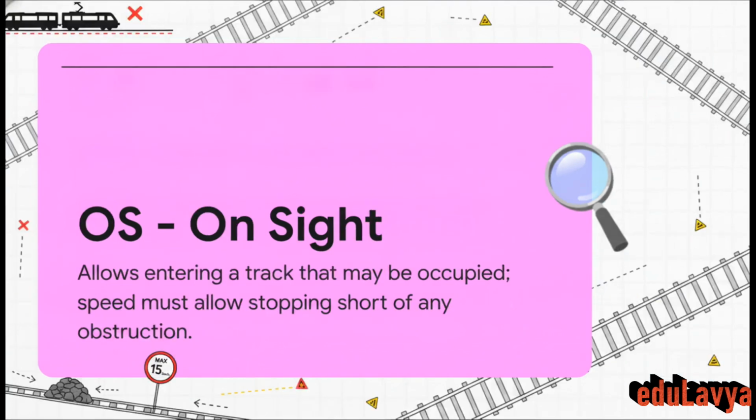Next up is on-sight, or OS mode. So what happens when a movement authority allows the train to enter a track section that might already be occupied by another train, or maybe even blocked by an obstacle? That's where OS comes in. In this mode, the system still watches your speed against a dynamic profile, but there's a strict rule. The driver must proceed at a speed that allows them to physically stop short of any obstruction. Just like full supervision, this mode is entered automatically by the onboard unit when commanded by the trackside.